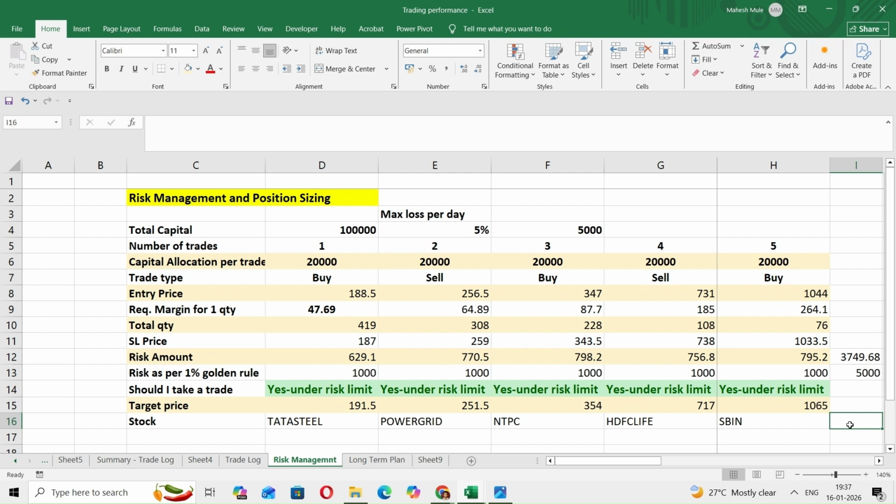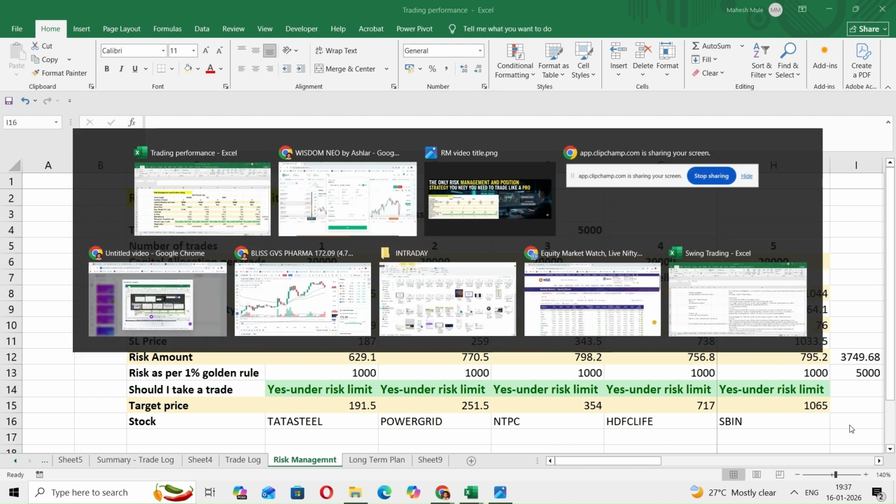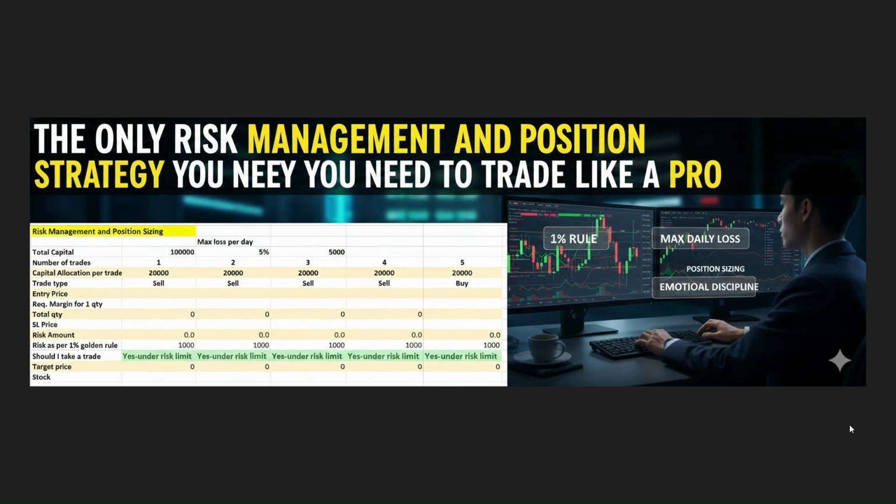So what we have covered today isn't just a set of numbers on a spreadsheet, it is your professional edge. Most people think trading is about predicting the future, but it's not. It's about managing the present. When you follow the 1% rule and respect your max daily loss, you are not just protecting your capital, you are protecting your mind also. When you know exactly what your total quantity should be before you click that button, the fear disappears. Why? Because you have already accepted the cost of doing business, right?